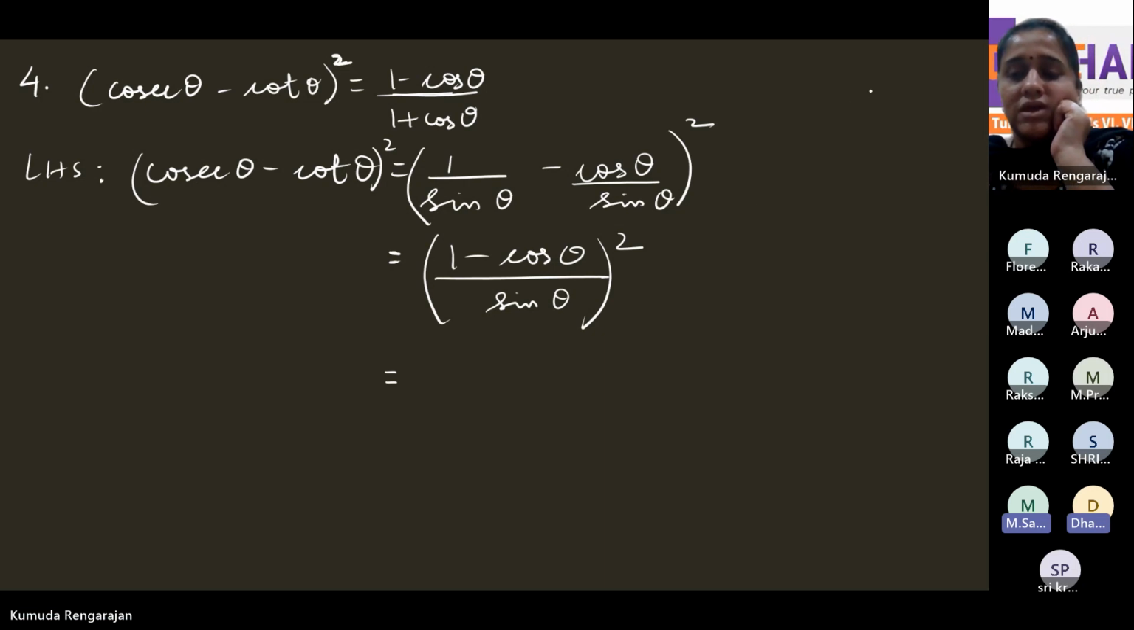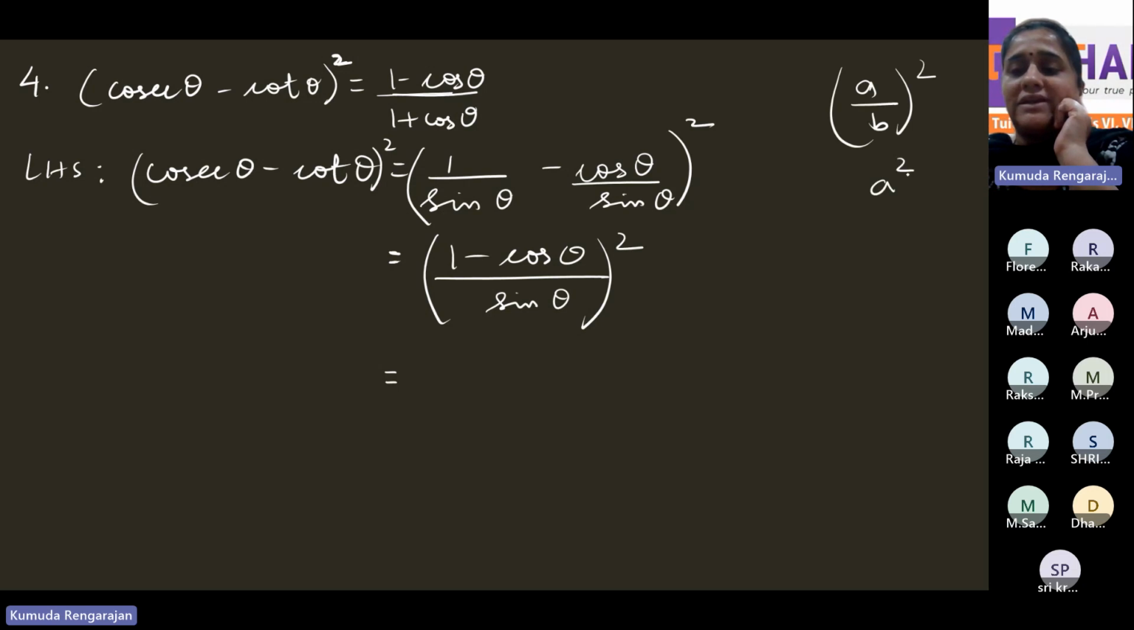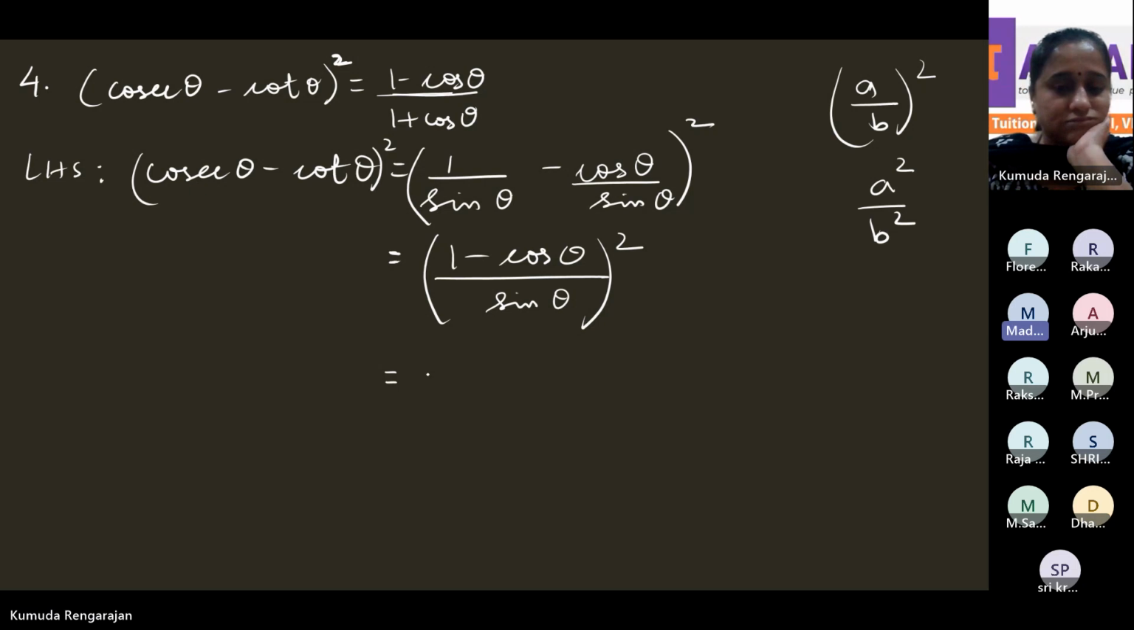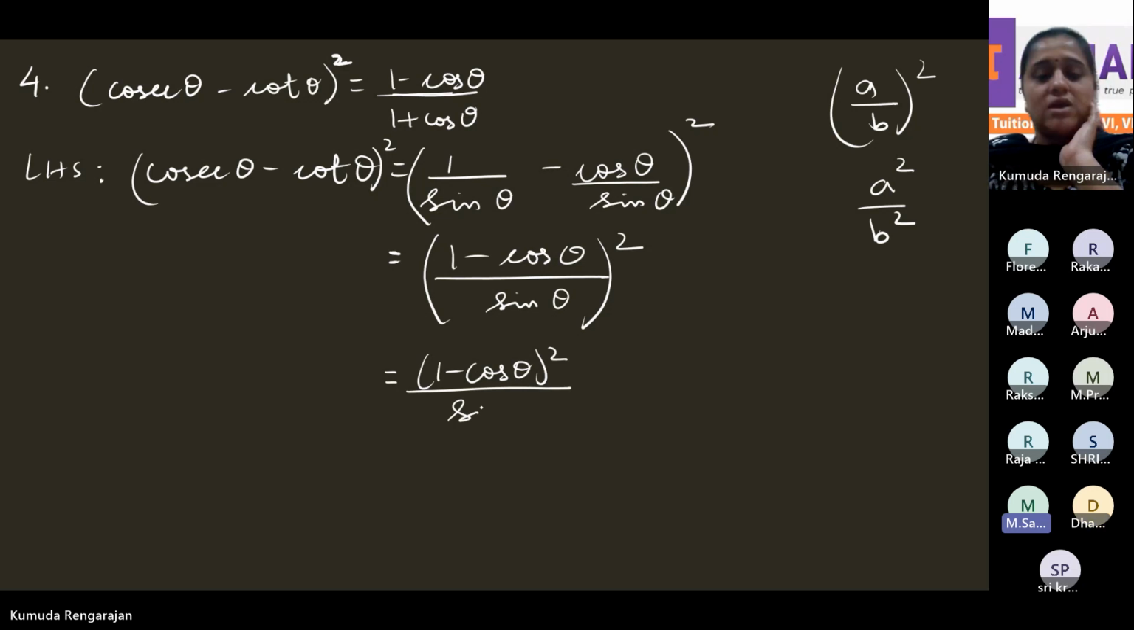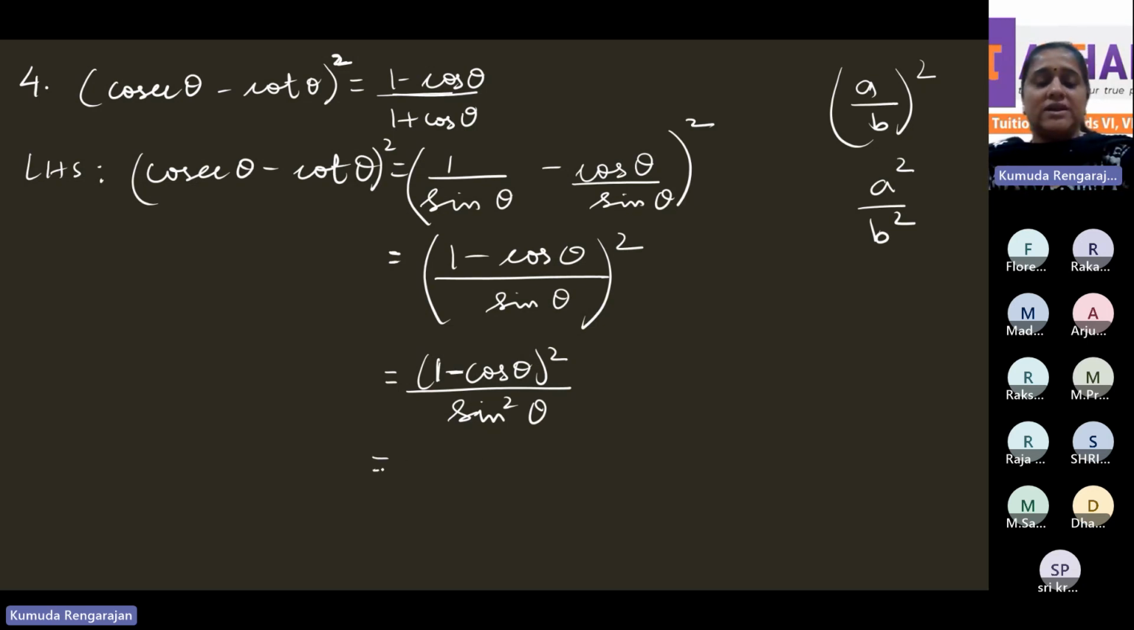Whenever you have a by b the whole square, in the next step write it as a square by b square. So tell me that now. 1 minus cos theta the whole square by sine square theta. Next.